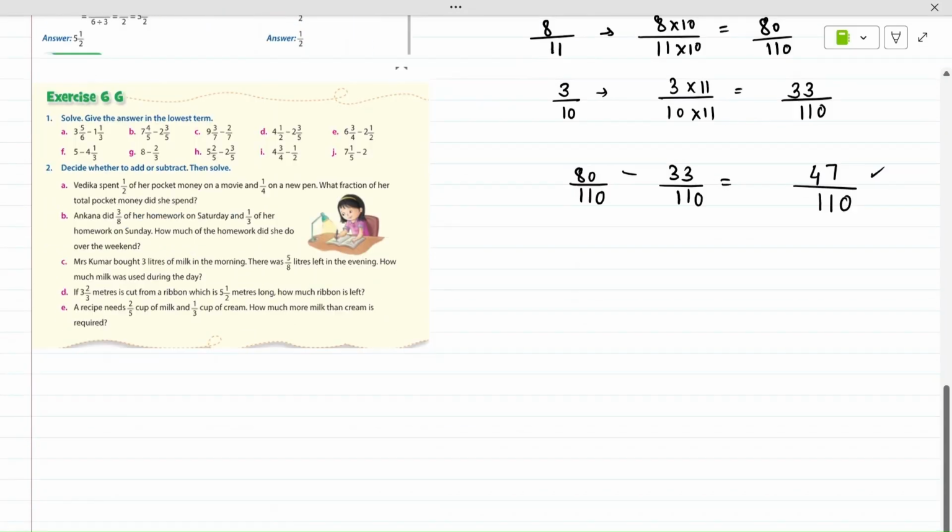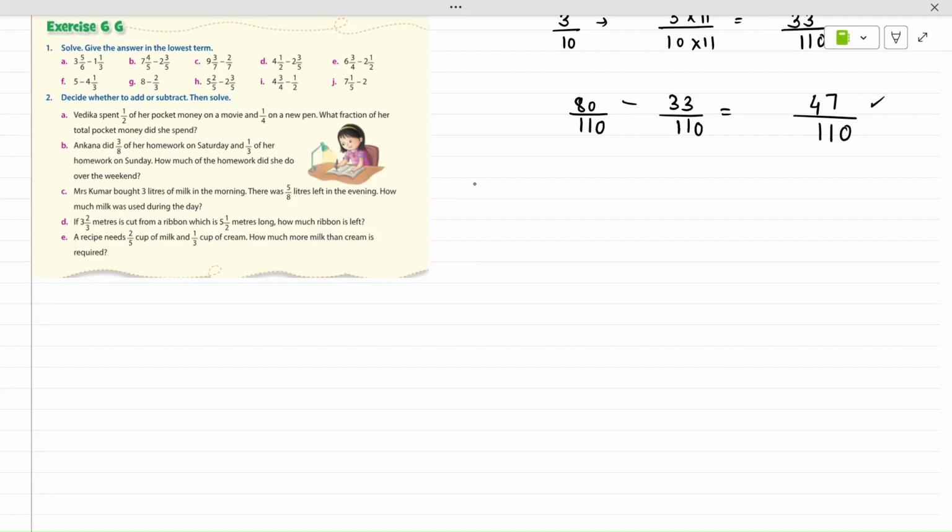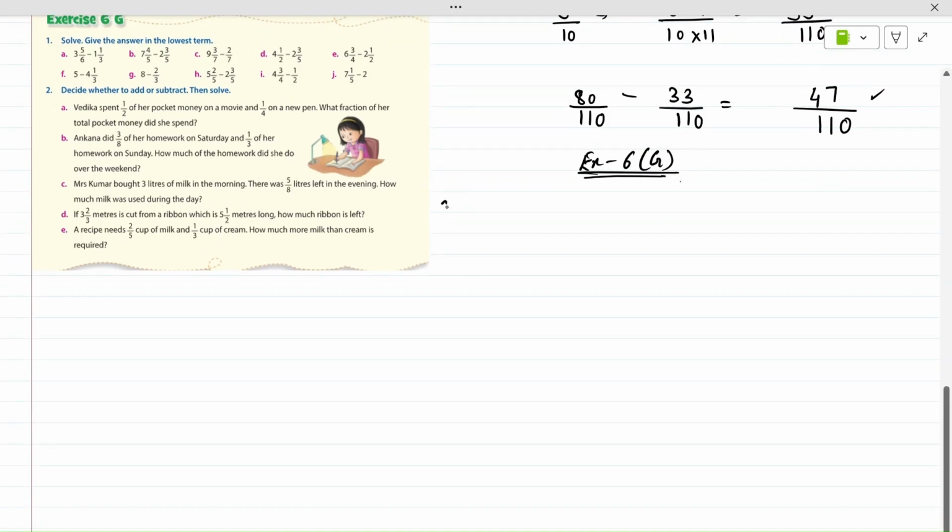And now we can move to another exercise directly, exercise 6G. I'm writing exercise 6G here, and for this exercise what we have to do is subtract the mixed numbers. Okay, so kids, now the first question here is 3 5 by 6 minus 1 by 3.